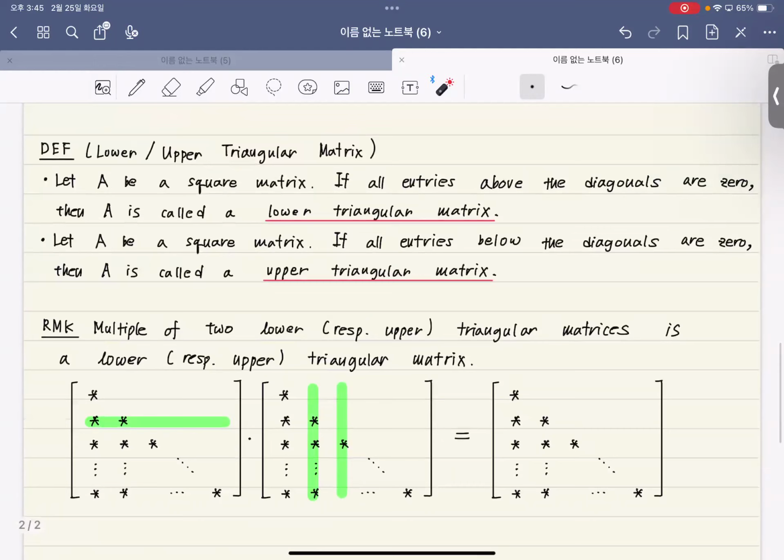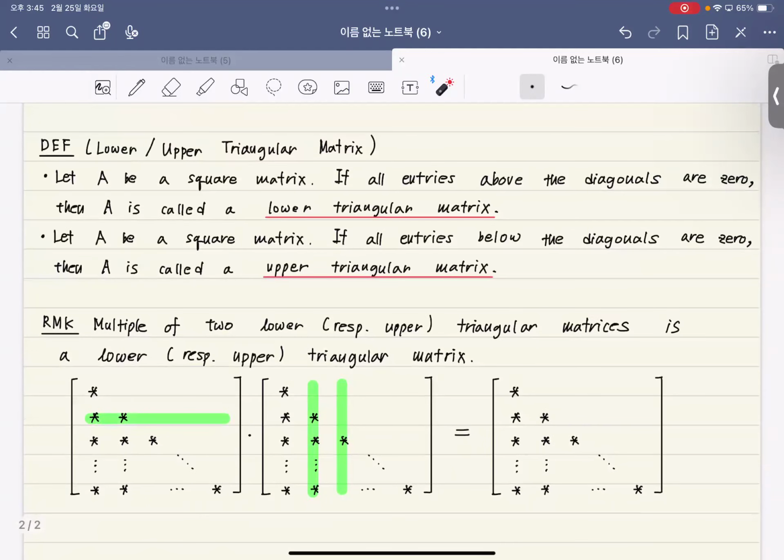And there are very interesting properties regarding the lower and upper triangular matrices. Suppose that you try to multiply two different lower triangular matrices of the same dimensions. Just like this. Then, interestingly, if you multiply two lower triangular matrices, then the result is another lower triangular matrix. Why is that?